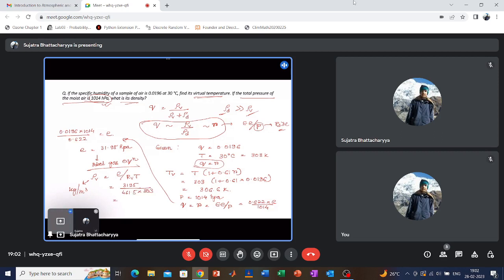So what will it come to? Let me calculate. 31.95 divided by 461.5 divided by 303. It comes out to be about 2.28 into 10 to the power minus 4 kg per meter cube. So you can see again the vapor's density is very low.